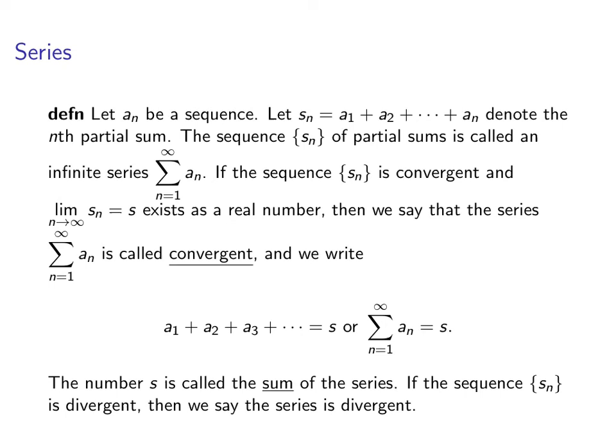So if this new sequence, the sequence of partial sums, is convergent, and we get a limit of s, which is a real number, then we're going to say that the series is convergent. And we're going to say that the sum is equal to s. If the sequence s sub n is divergent, then we say that the series is divergent. So essentially, when we're talking about a series, we mean a sequence of partial sums.